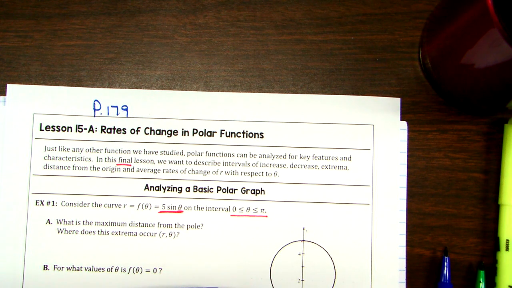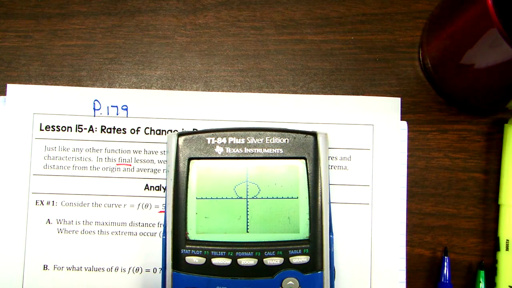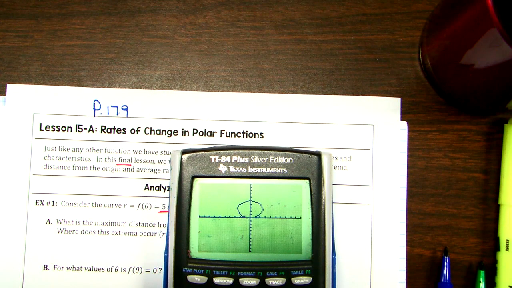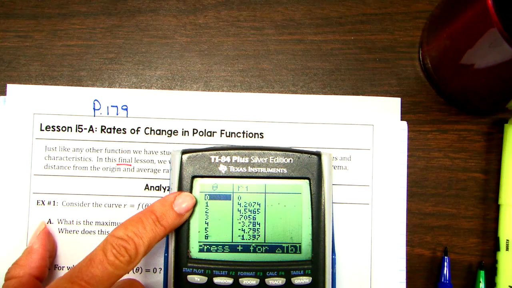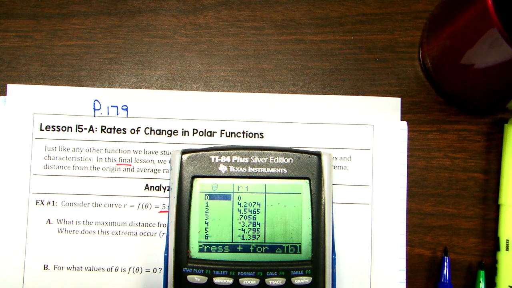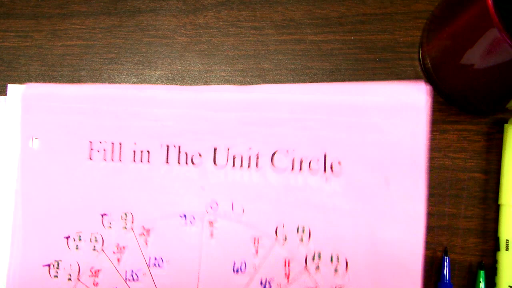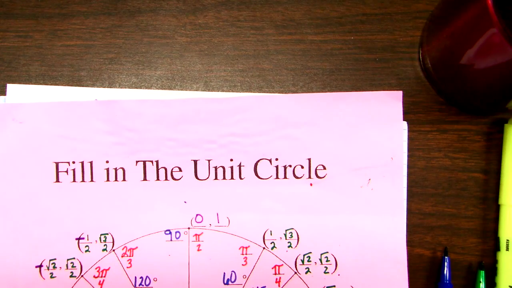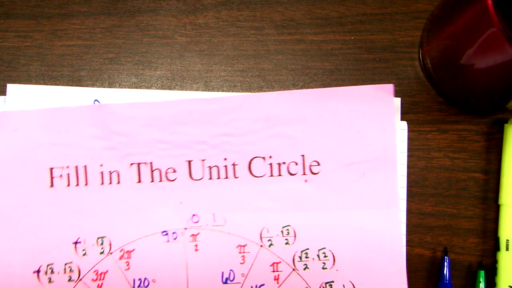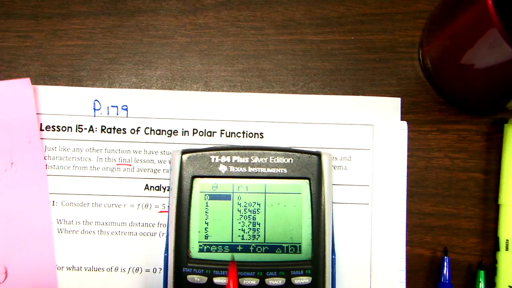Okay, so anyway, playing with the different zooms to whatever makes you happy. Also, we use the table all the time, right? So if we go to second table, you might notice that your thetas are counting by 1: 0, 1, 2, 3, 4, 5. Well, that's not very helpful for us because when we are in polar form, we're using unit circle angles, right?